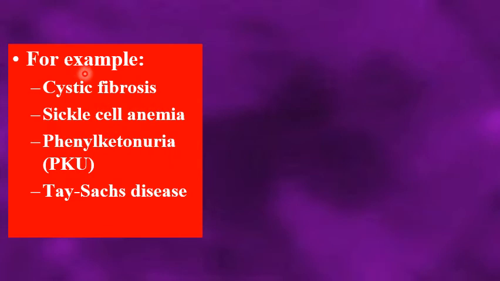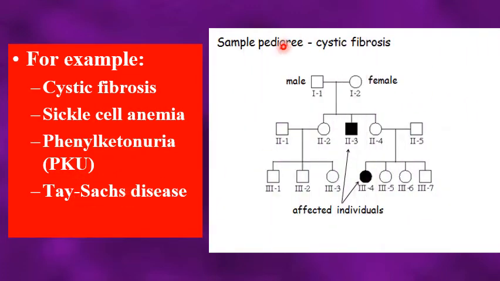There are many examples of autosomal recessive disorders: cystic fibrosis, sickle cell anemia, phenylketonuria, and Tay-Sachs disease. In this pedigree, we can see that both parents are unaffected carriers. They transmit the trait to some of the sibs, not all. And in the F1 generation and in the F2 generation, the trait is also transmitted to 1/4 of the sibs.